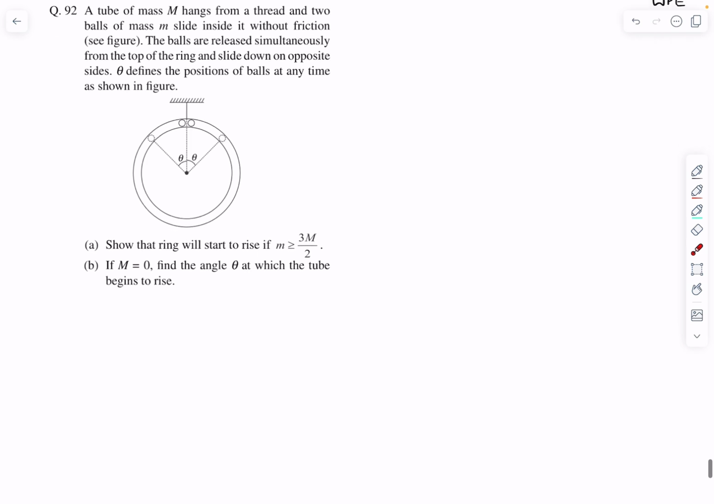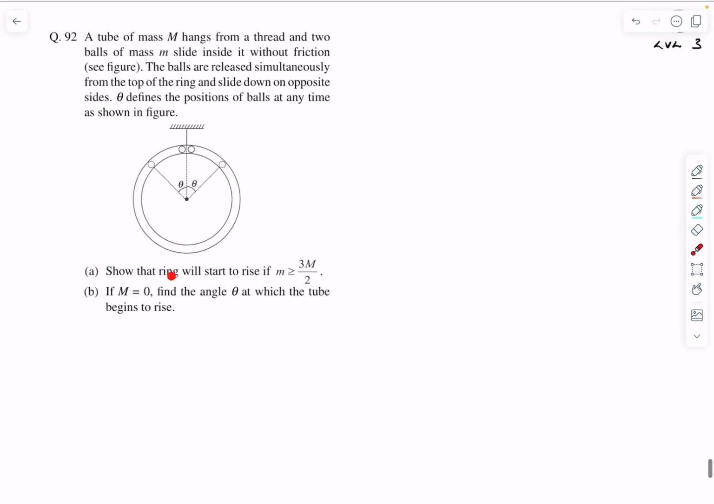So question A is, we have to show the ring starts to rise if the small m is greater than or equal to 3M by 2. And if the mass of the ring is negligible, find the angle theta at which the tube begins to rise. So give this problem a try, guys, and check out the solution.